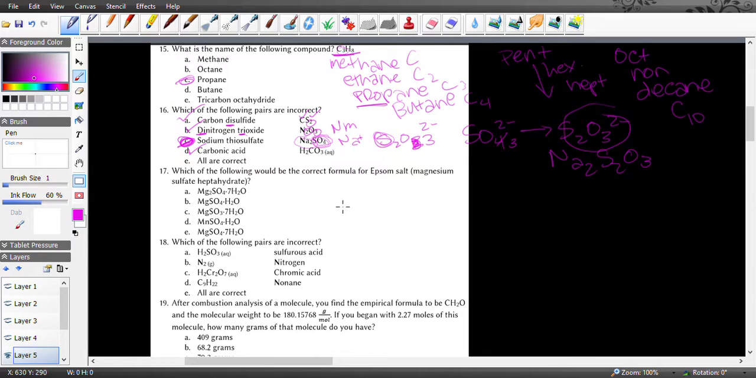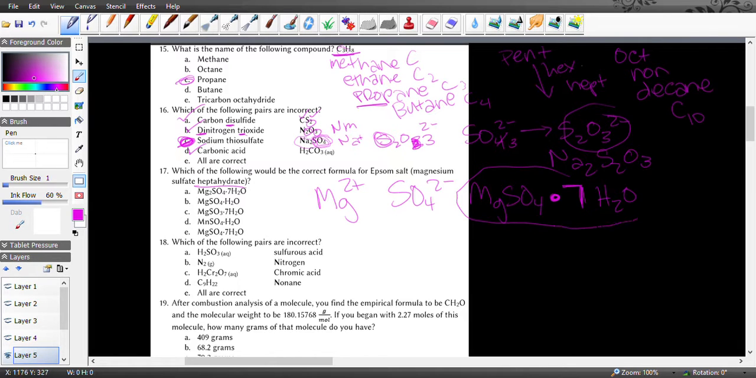Alright, 17. Epsom salt. Magnesium sulfate. So Mg2 plus sulfate, we just did, SO4 2 minus. Put them together, and what do you get? MgSO4. Now, there's a heptahydrate. This is where you have to know your prefixes. Hepta. And hydrate just means that there's water attached to it. So this would be magnesium sulfate heptahydrate.